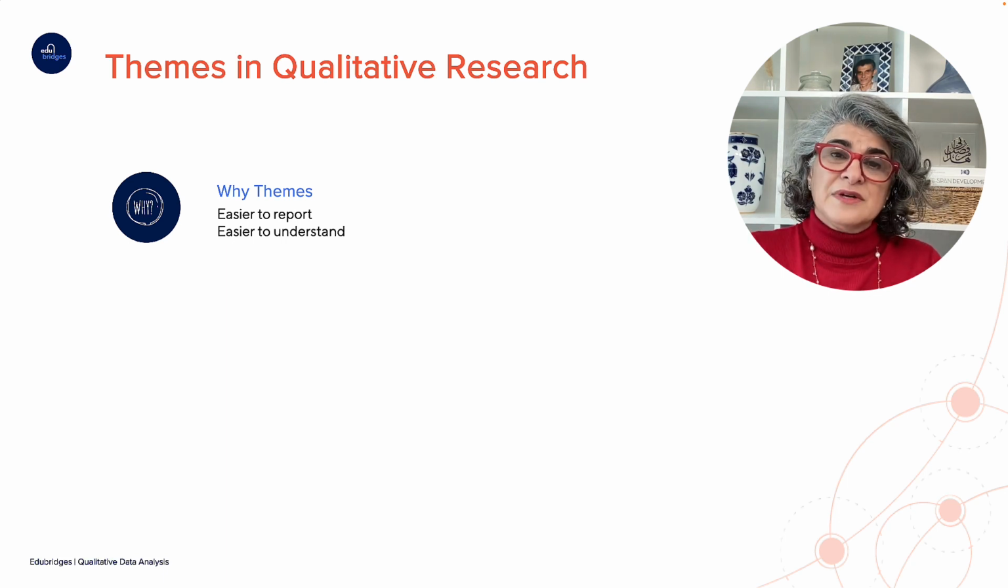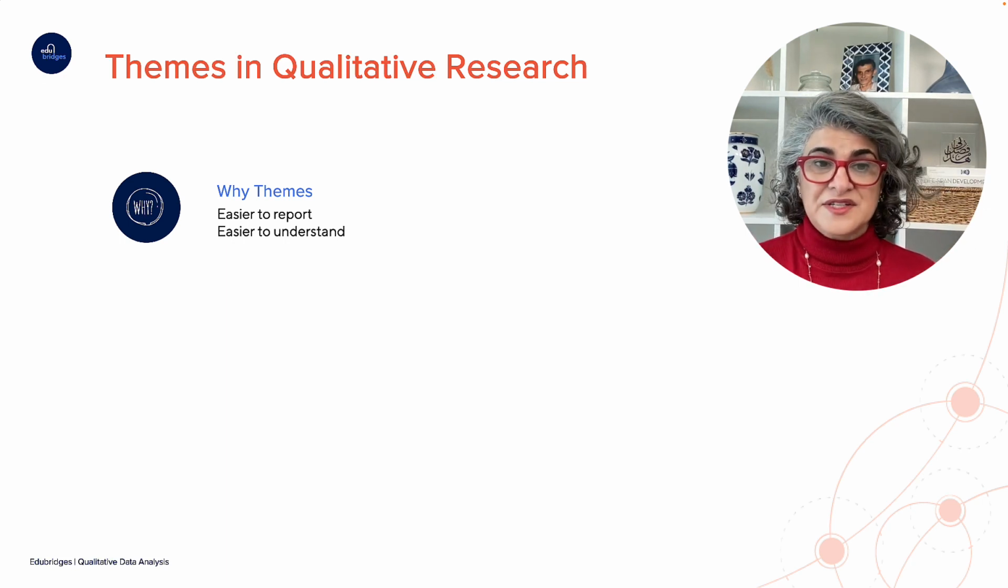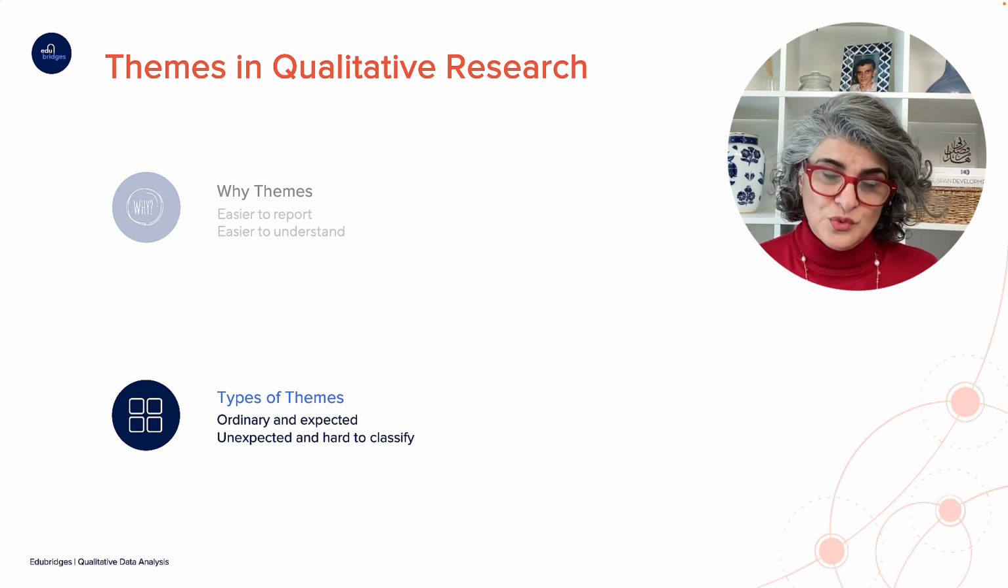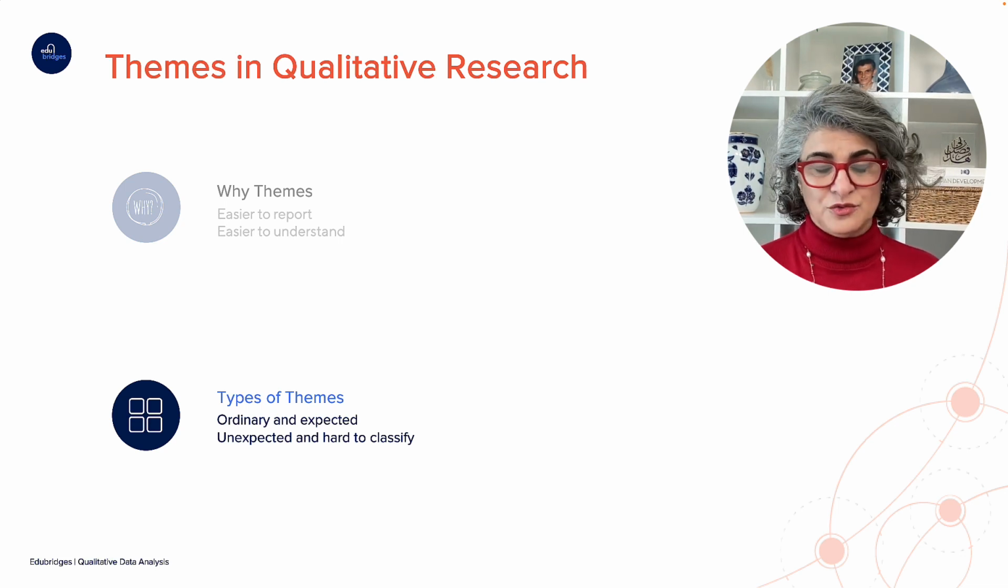That's why it's much easier to put them in categories, which in the research perspective is the themes. The types of themes are mainly two. I can have ordinary and expected themes and unexpected ones.